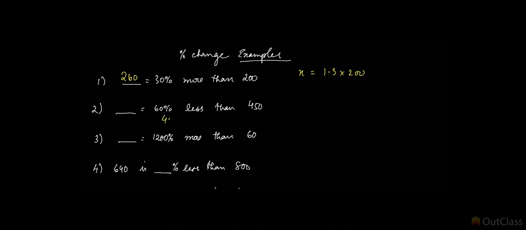What number is 60% less than 450? 60% less is 40% of the original. So you're looking for 0.4 times 450. That'd be 45 times 4, 180. 180. What number is 1200% more than 60? 1200% more is 1300%, which is nothing but 13 times. So you're looking for 13 times 60, which is 780.